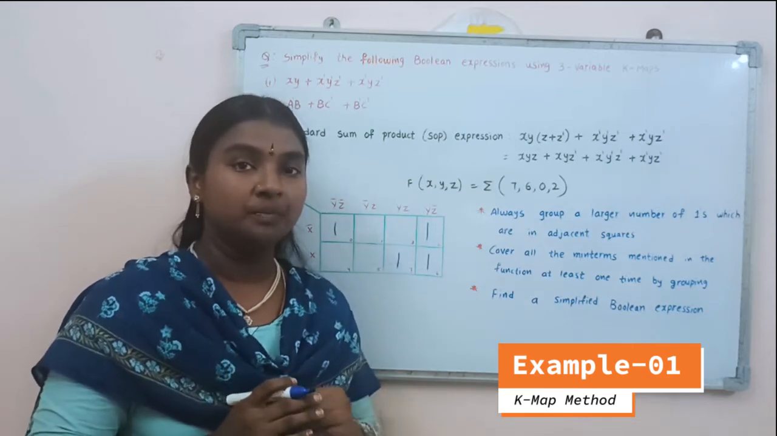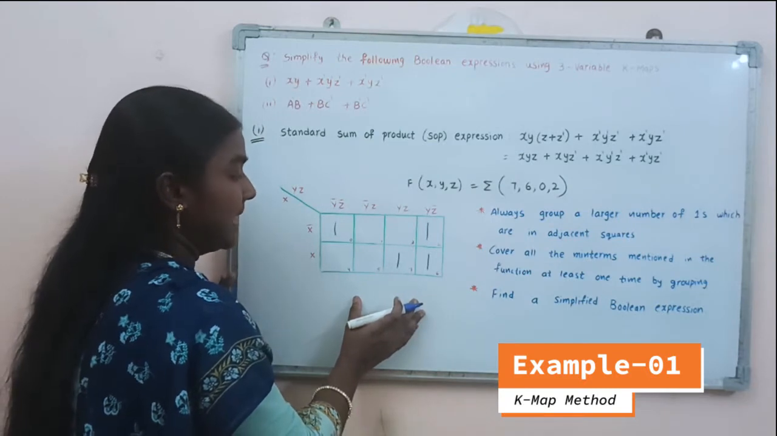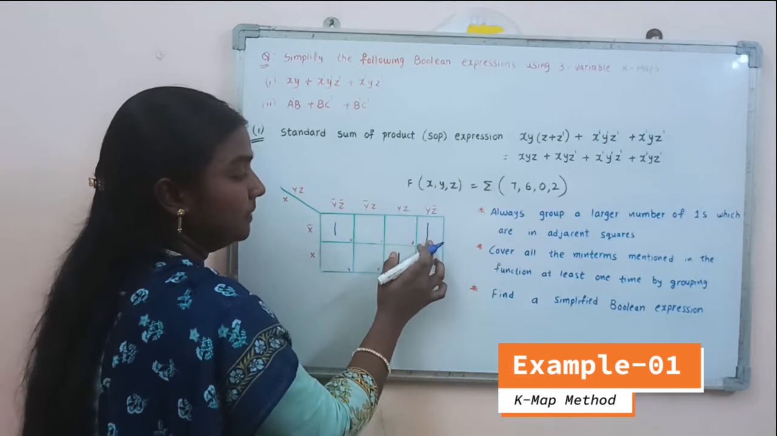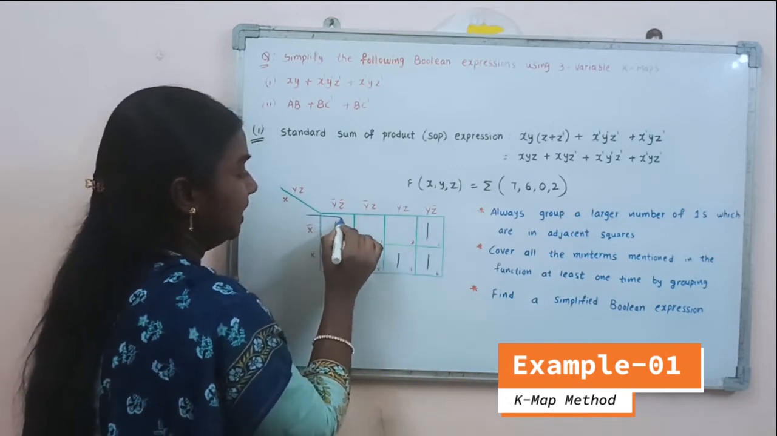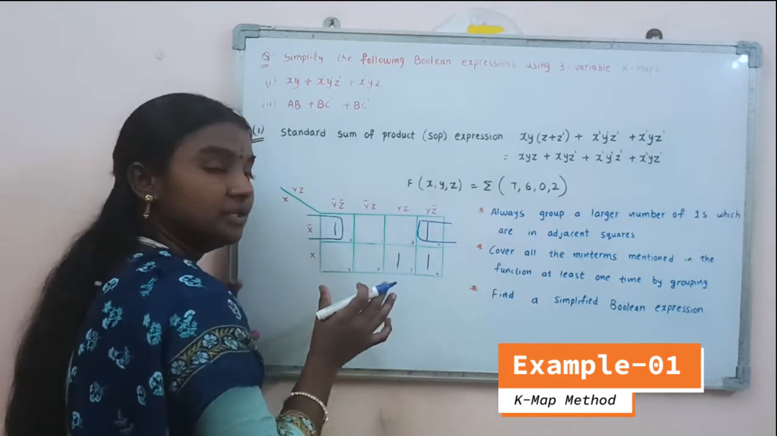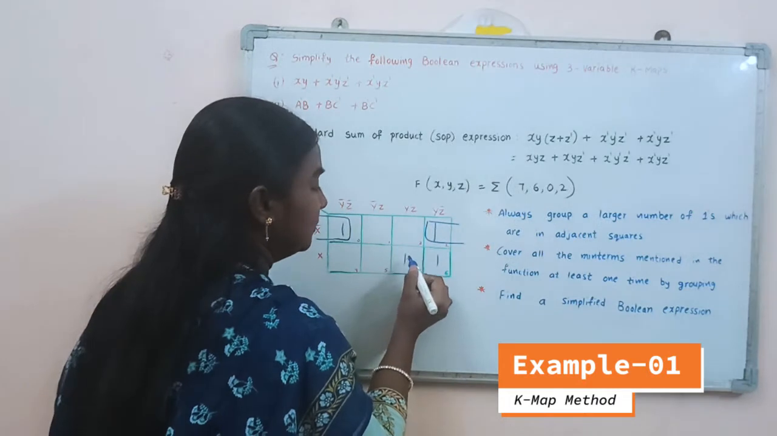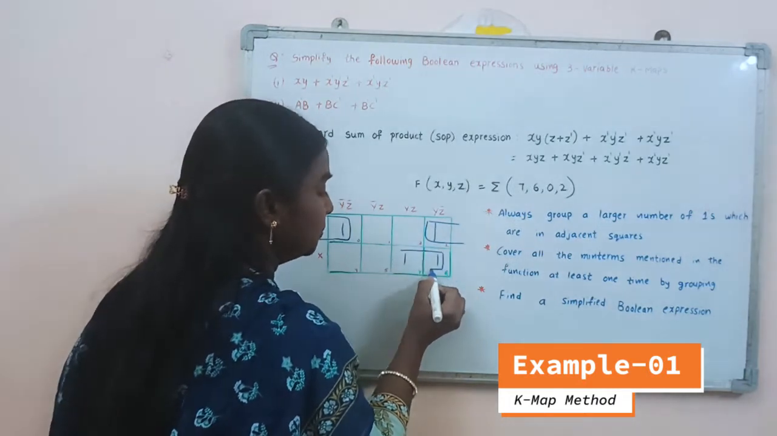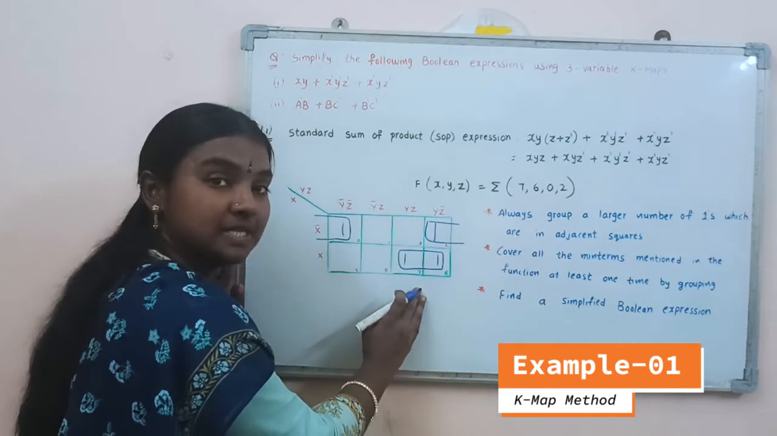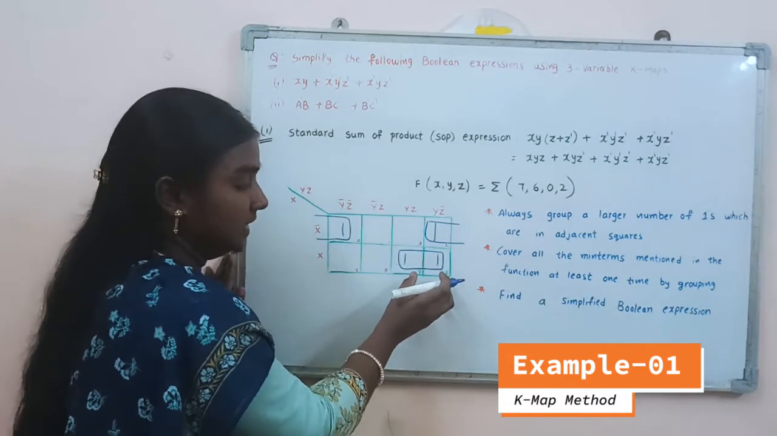Now we need to group these adjacent ones. If we observe this 3 variable K-map, in M0 place we have 1, in M2 place we have 1. So we need to group these two ones. By this grouping, we are making a pair here. Next we will group these two adjacent ones in the place of M6 and M7. These two ones are adjacent to each other, so we are grouping these two ones.